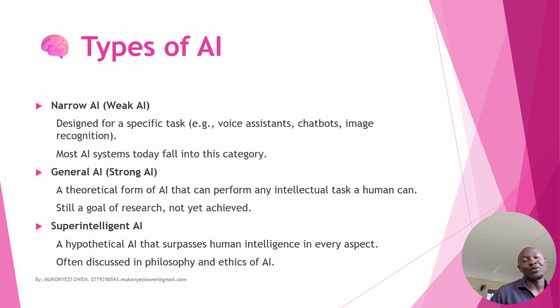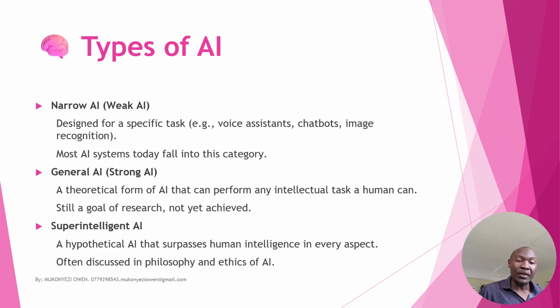We have different types of artificial intelligence. One of them is narrow or weak AI. Most of the AI platforms that you are using now fall under this category. This is designed for a specific task, for example, voice assistants, chatbots, image recognition, and others. Most AI systems today fall in this category.